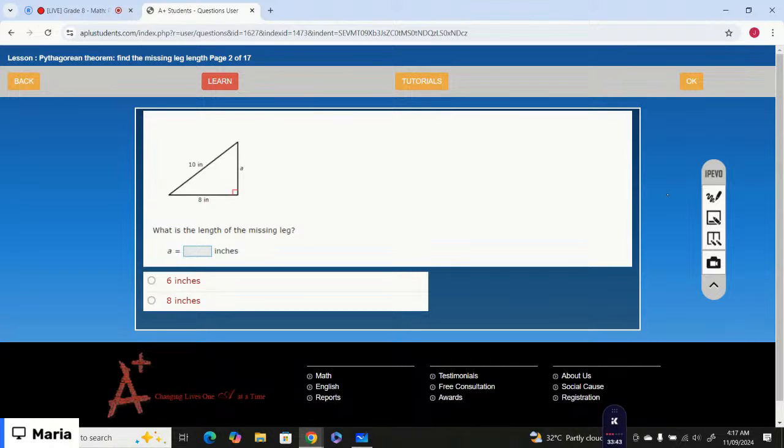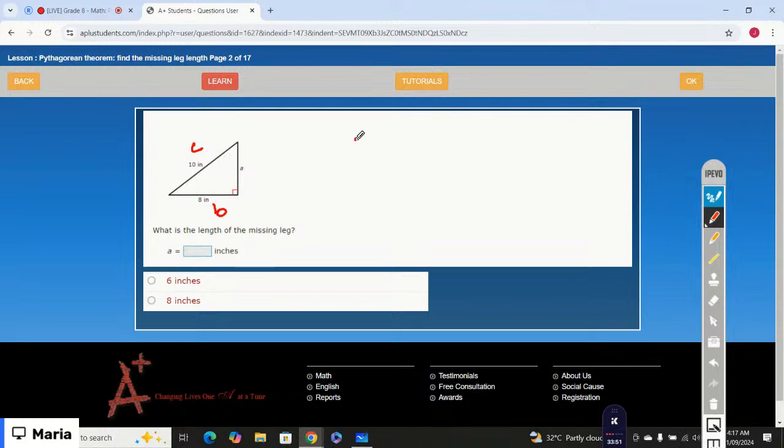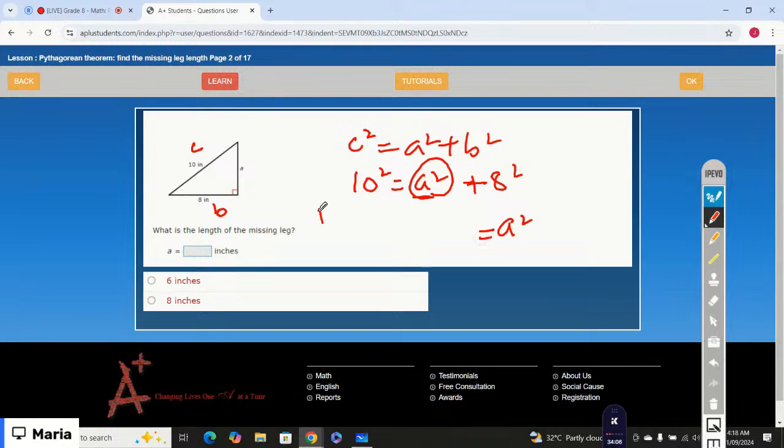What is the missing leg length? Missing leg. Okay, so you are given, this is actually the C, right? This is A, you need to find, and this is B. So C square equals A square plus B square. C is 10, you have 10 square. A you need to find and B is 8 square, right? So isolate the variable A square, right? Move 8 square to the other side. So 10 square minus 8 square.